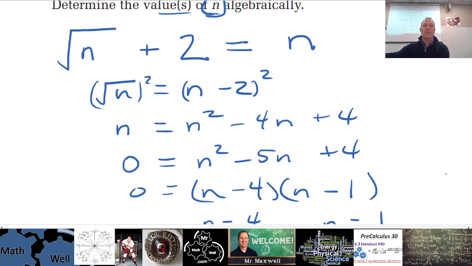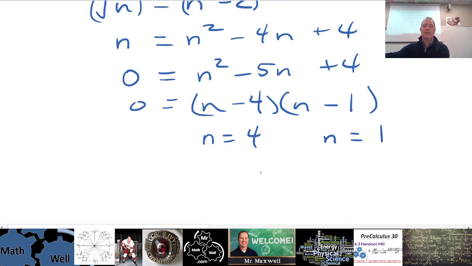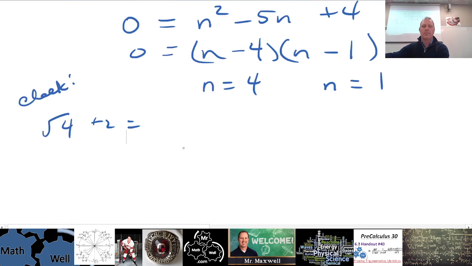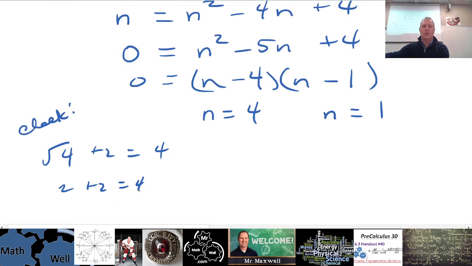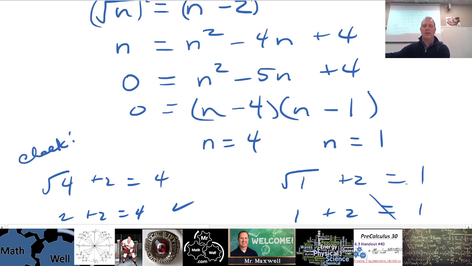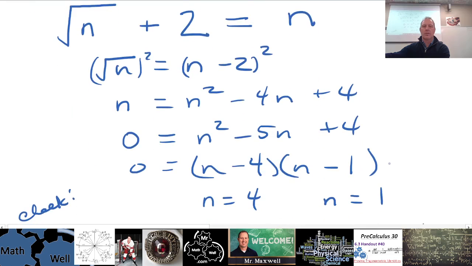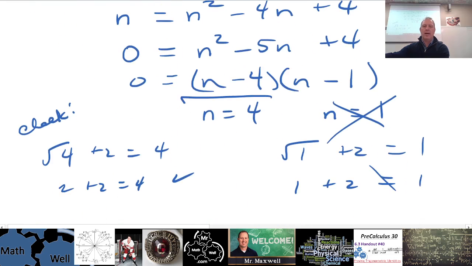So we want to check to see if any of those work. So let's see our check over here. Root 4 plus 2 is 2 plus 2, which equals 4. It seems to work. What about root 1 plus 2 equals 1? 1 plus 2 equals 1. That doesn't seem to work. So I don't think 1 is going to work for us, but it looks like 4 will. Okay, so not 1. n is equal to 4.